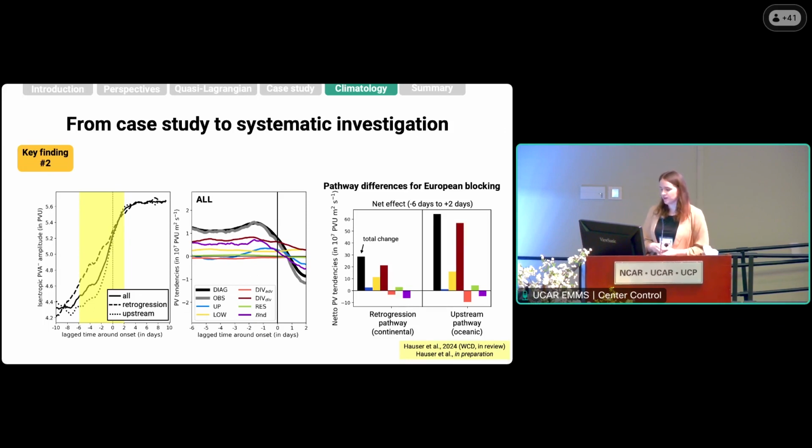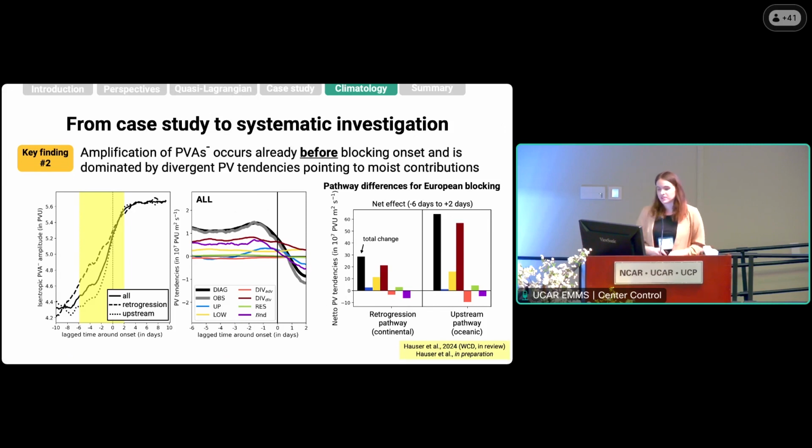And you can see differences in the strength of amplification. So the upstream PV anomalies seem to amplify much stronger than the ones that retrograde towards Europe. And you can see that mostly it's the divergent outflow tendency that has the greatest effect on that. And if we think now about the location of Europe and these two pathways, we can conclude that when you have this oceanic pathway, you have a stronger effect of moist processes compared to when your PV anomaly moves over the continent. This brings us to the second key finding: the amplification of PV anomalies that occurs already before blocking onset is often dominated by divergent PV tendencies, pointing to moist contributions.